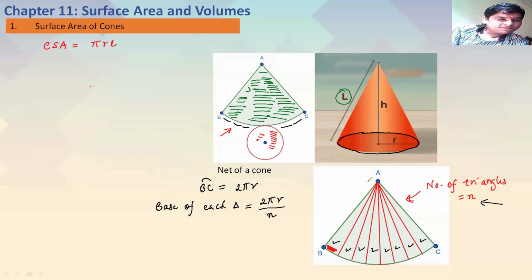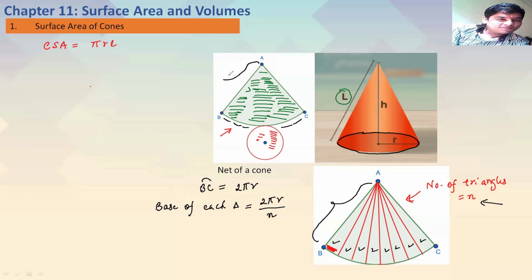Any confusions? No, sir. Please do let me know if there are any confusions. I just got confused because of that, but now I understood. Okay. Now, what is going to be the height of each triangle, from here to here? What is it?